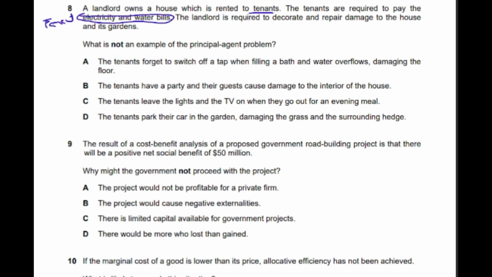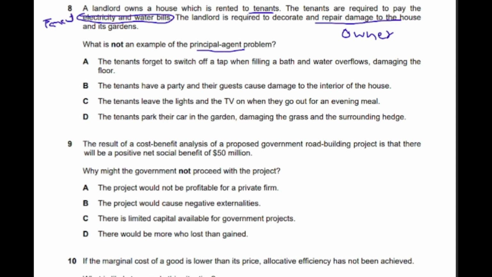The landowner or landlord is required to decorate and repair the damage to the house and the garden. So if any kind of damage occurs, then that is paid by the owner. In economics, the owner is known as principal and the tenant here is known as agent. What is not an example of principal agent problem?